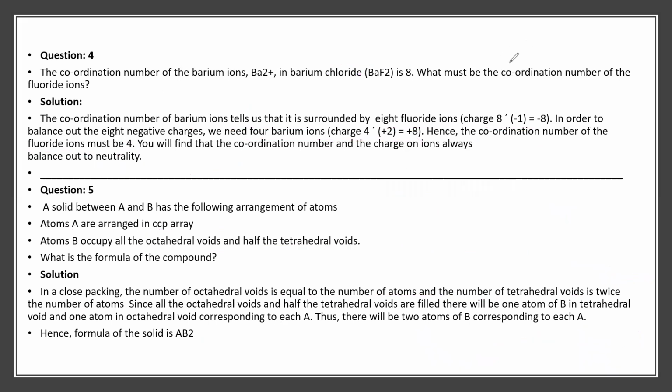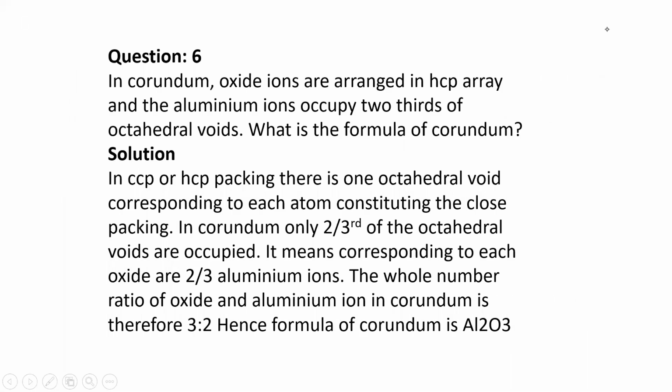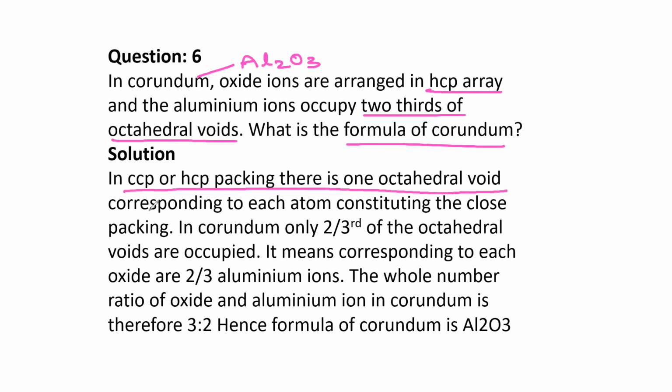Next question, question number 6. In corundum oxide, I hope you remember corundum is Al2O3, that is aluminum oxide. That is Al is in plus 3 state and O in minus 2 state. So aluminum is plus 3 and oxygen is minus 2. Oxide ions are arranged in HCP array and the aluminum ions occupy 2/3 of the octahedral voids. What is the formula of corundum? Straight away by seeing corundum you can write Al2O3. But based on mechanism, in CCP or HCP packing, there is one octahedral void corresponding to each atom constituting the close packing.